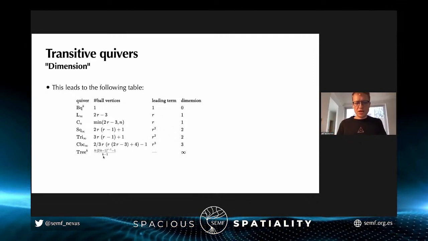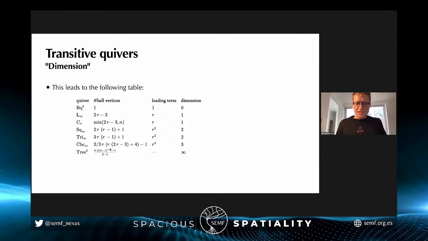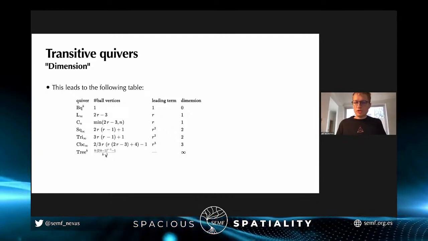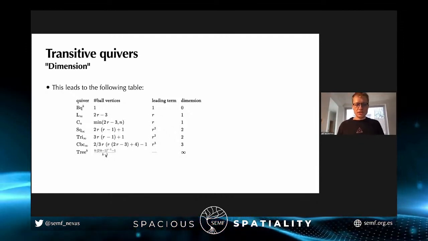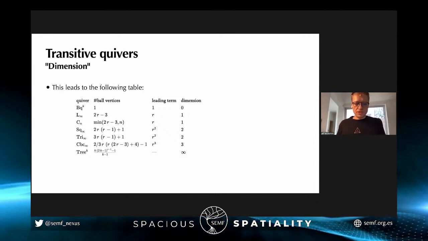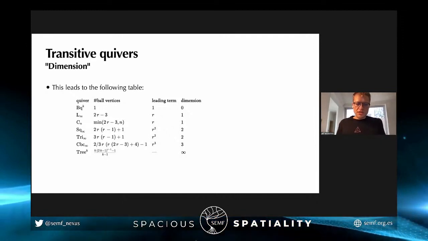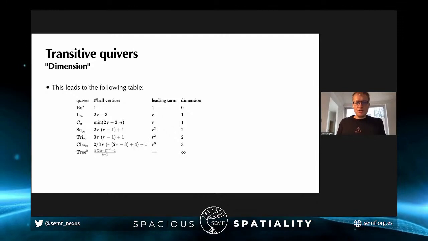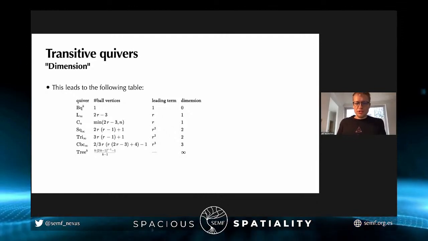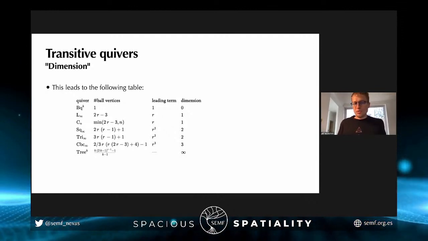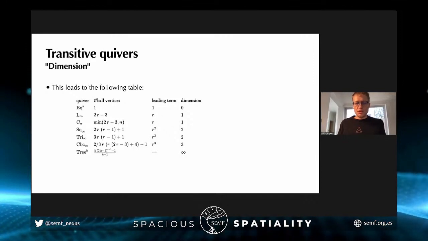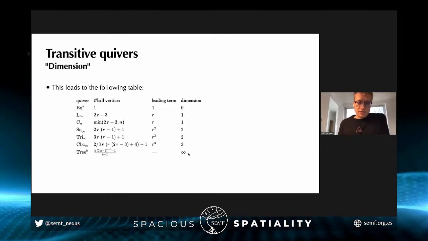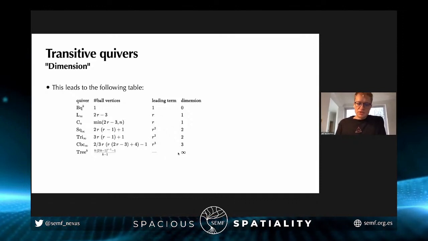And the tree quiver is an interesting case because technically, to make this into a polynomial, you have an infinite number of terms. You have to take the Taylor expansion of that particular expression. And that means that there's no finite power. The number of vertices you reach goes up exponentially with the number of steps you take. And for that reason, we can say that the dimension of the tree quiver is infinite.